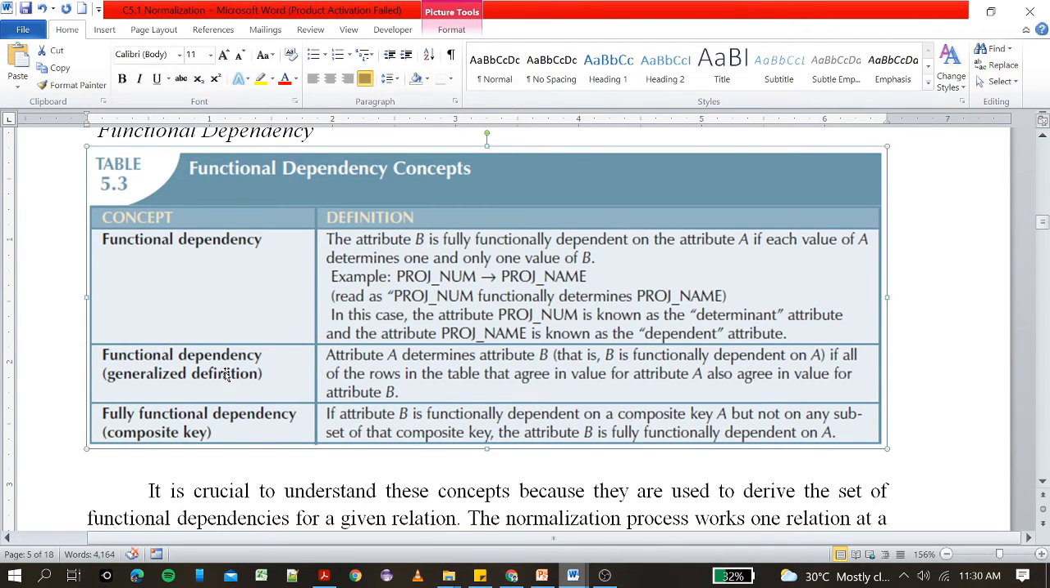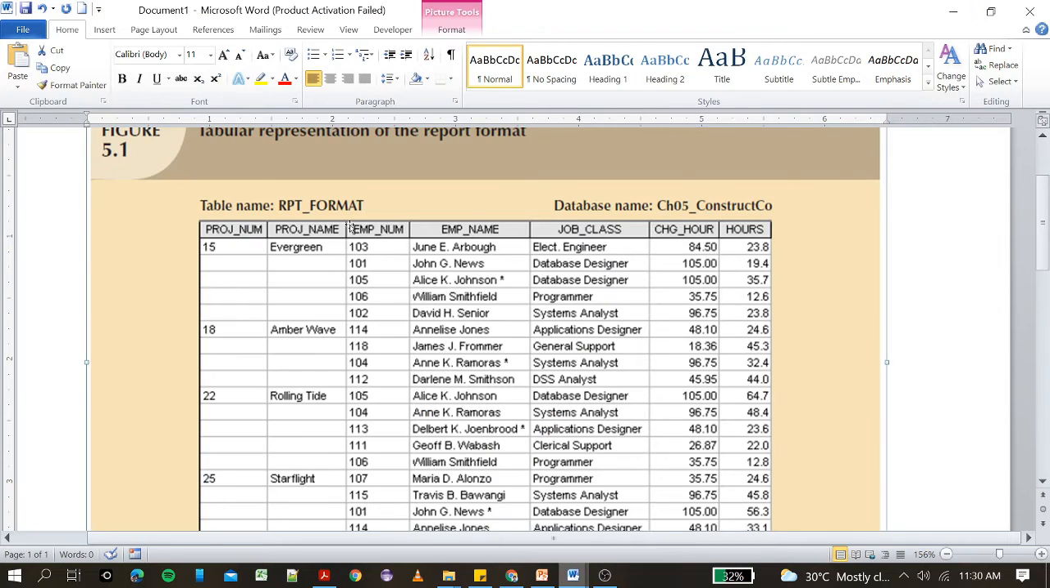Then, ito naman yung generalized definition niya ng functional dependency. Attribute A determines attribute B. Ano? That is, B is functionally dependent on A, if all of the rows in the table that agree in the value of the attribute A also agree in the value for attribute B. Ano? Parang katulad dito, pag-usapan lang natin is the employee number, employee name, at saka job class. Okay? Itong tatlo lang. Kung ito ay magiging isang table, itong tatlong column na to, yan lang. Wala ito at wala yung dalawa sa dulo.